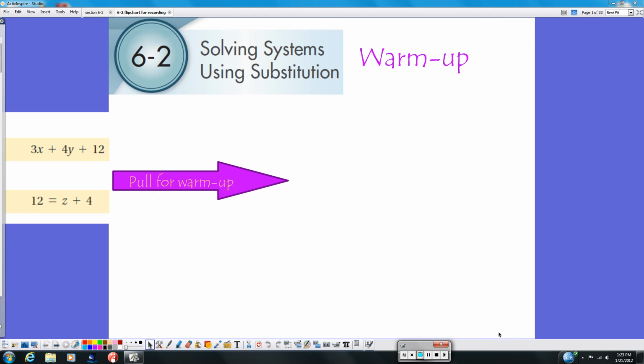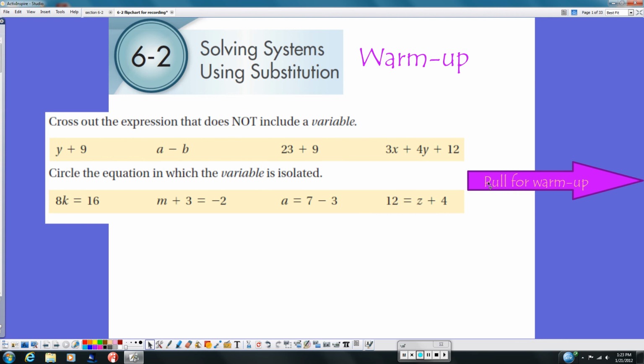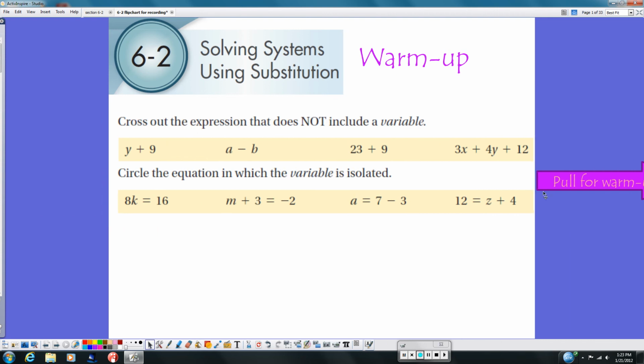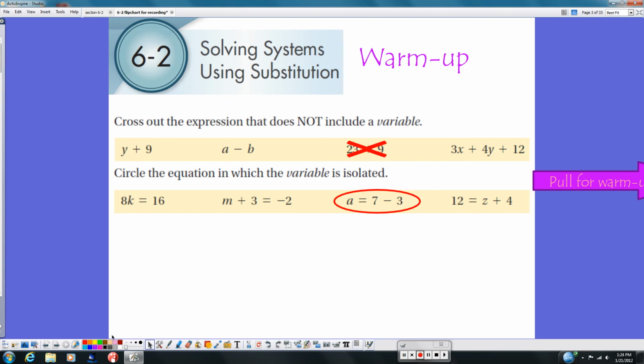Welcome to section 6.2, where we'll be solving systems of equations again, but this time using something called substitution. Here's our warm-up. The first one, I want you to cross out the expression that does not include a variable. The second one, I want you to circle the equation in which the variable is isolated. Let's see how you did.